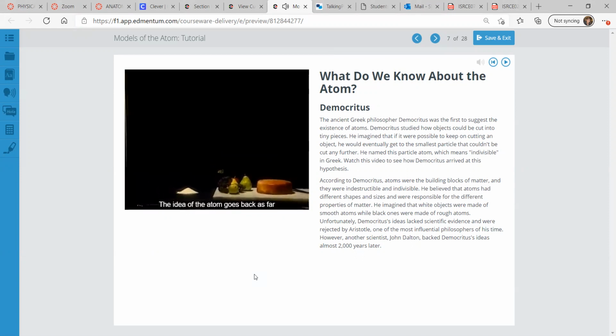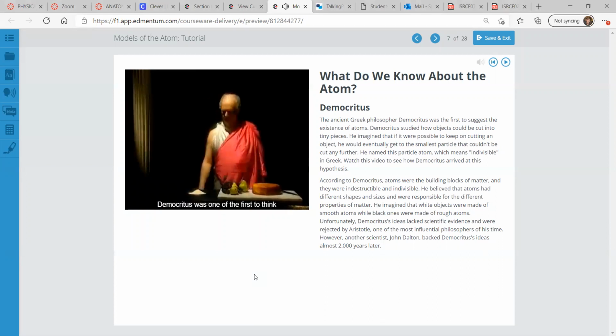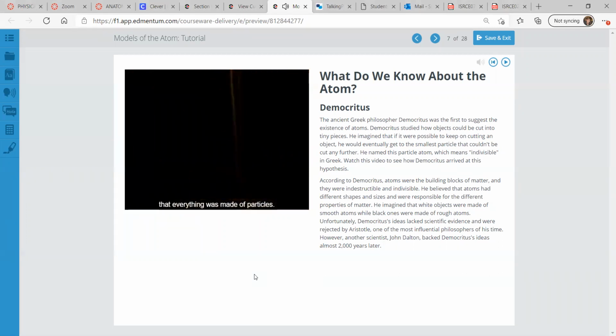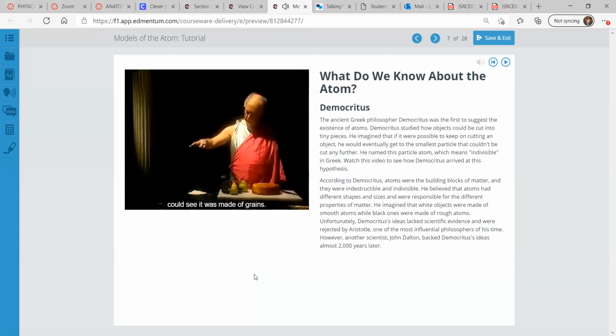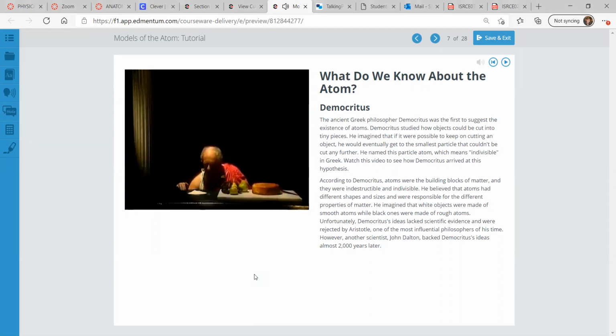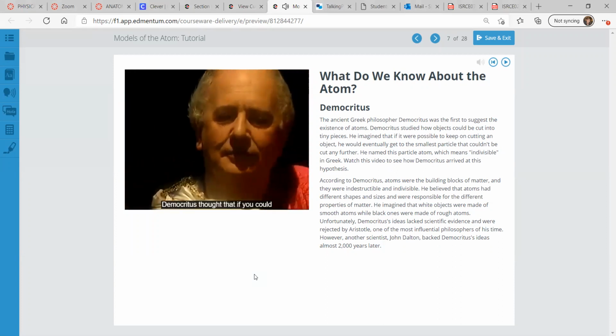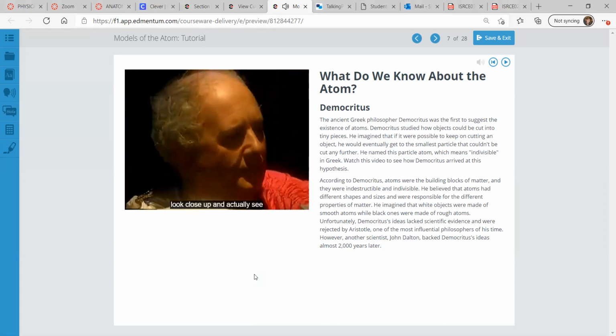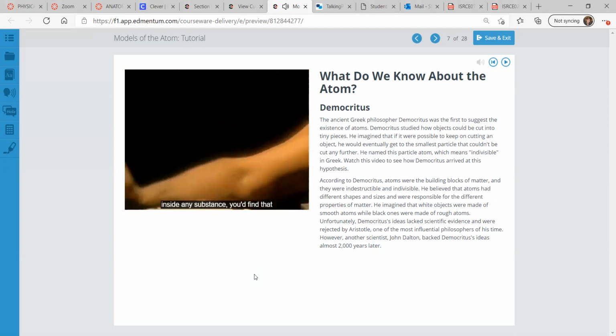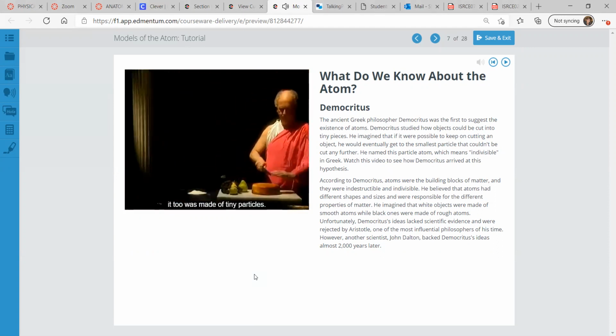The idea of the atom goes back as far as the ancient Greek philosophers. Democritus was one of the first to think that everything was made of particles. As he looked at a pile of sand, he could see it was made of grains. Democritus thought that if you could look close up and actually see inside any substance, you'd find that it too was made of tiny particles.